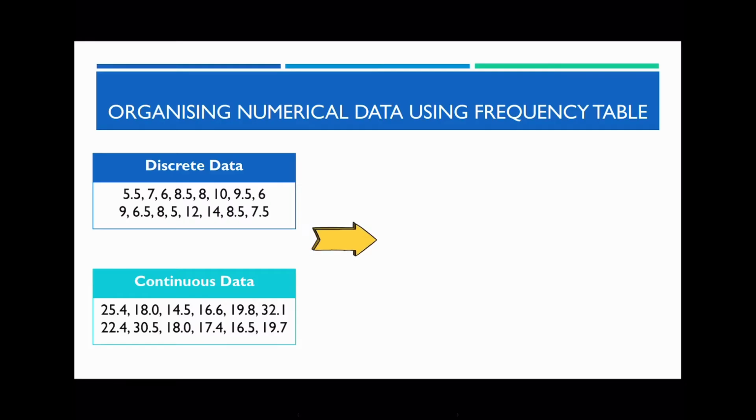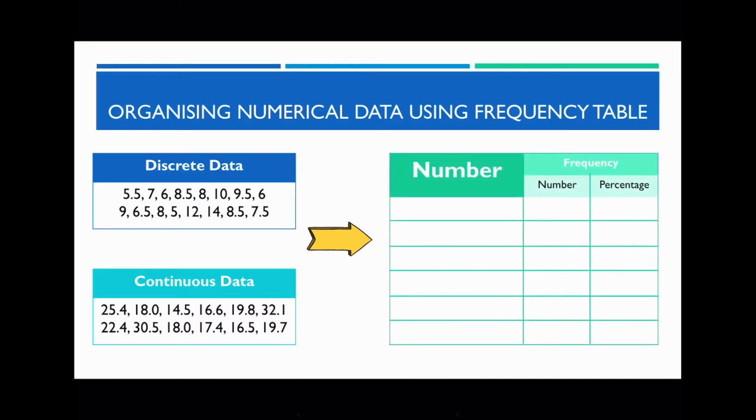Now, when we collect data, it's going to be in a raw form that is quite unusable, where we can't really make any interpretations from it. So in order to organize it so that we can interpret the information, we extract it into a frequency table, something similar to this. On the left hand side, this shows you the numbers, and on the right hand side, you generally have the frequency, which indicates how many times each number occurred, as well as its percentage.